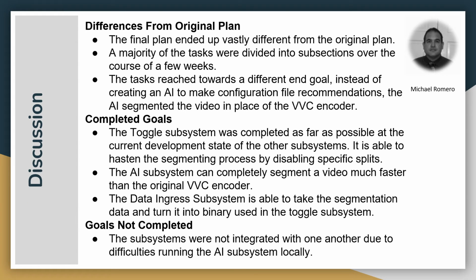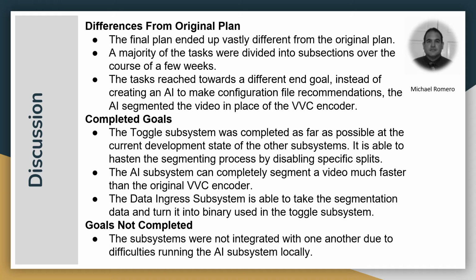The final plan ended up vastly different from the original plan. A majority of the tasks were divided into subsections over the course of a few weeks. The tasks reached towards a different end goal. Instead of creating an AI to make configuration file recommendations, the AI segmented the video in place of the VVC encoder. The goals that were completed included a toggle subsystem that was completed as far as possible at the current development state. It is able to hasten the segmenting process by disabling specific splits.